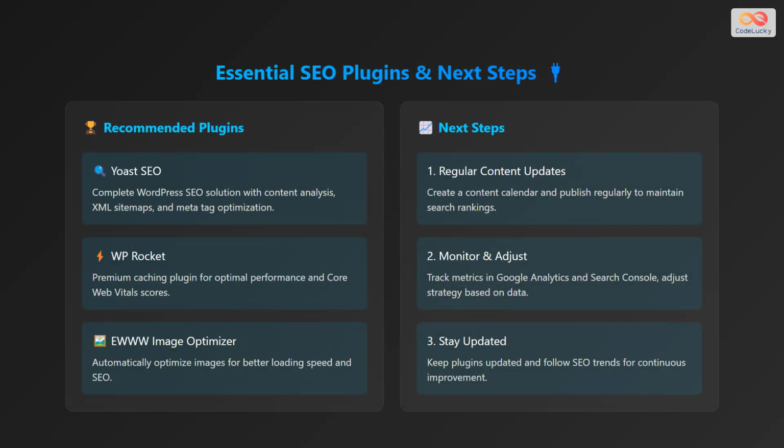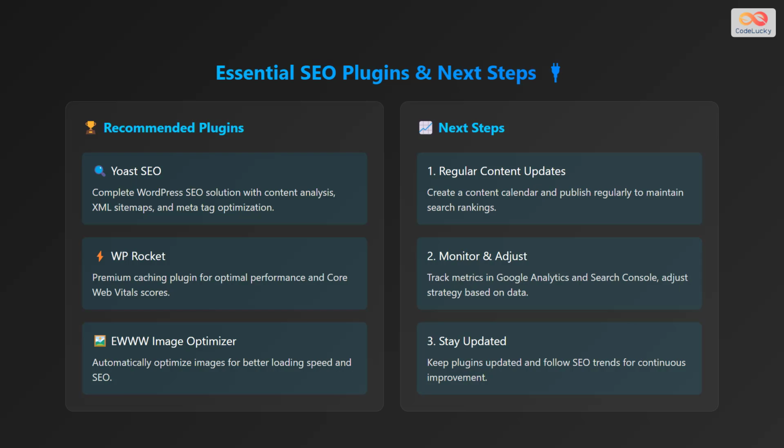Let us explore some essential search engine optimization plugins and next steps. Here are some recommended plugins. Yoast Search Engine Optimization is a complete WordPress search engine optimization solution with content analysis, extensible markup language sitemaps, and meta tag optimization. WP Rocket is a premium caching plugin for optimal performance and core web vitals scores. EWWW Image Optimizer automatically optimizes images for better loading speed and search engine optimization.